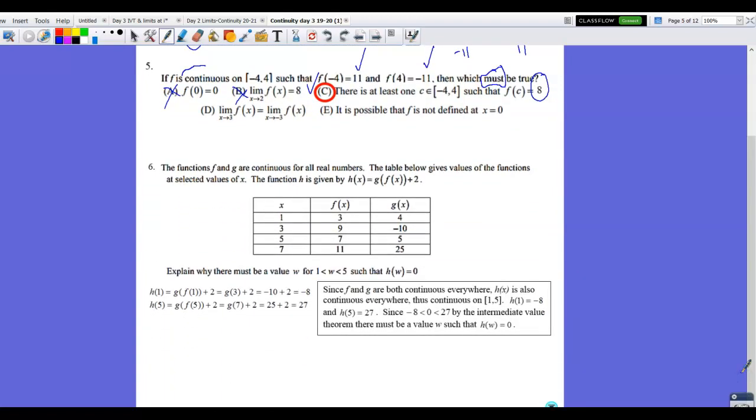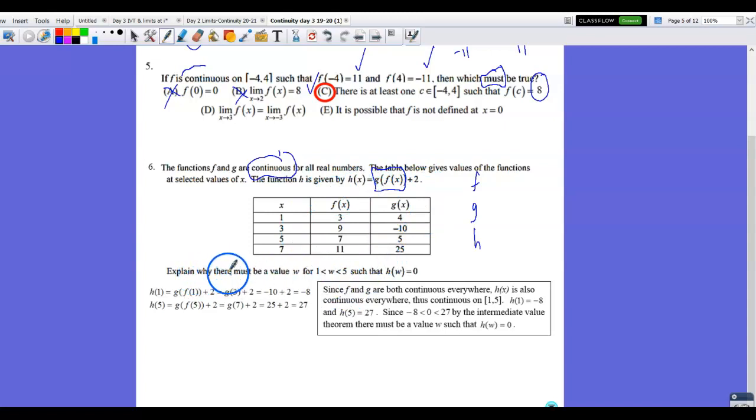Problem number 6. The functions f and g are continuous, there it is again, continuous for all real numbers. The table below gives values of the functions at selected values of x. The function h, so now we have a third function. So we have an f function, a g function, and an h function. And the h function is comprised of a composition. Remember, composition is when you put one function inside of another. And then we're going to create a vertical shift by adding 2. So here's our table of values.